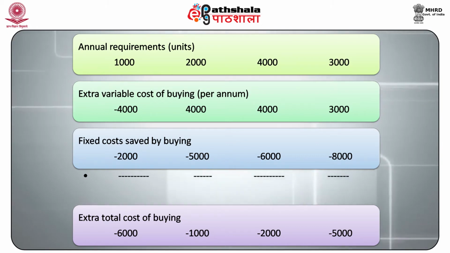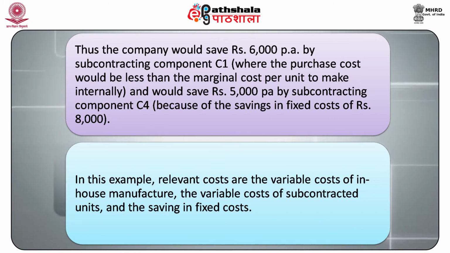Extra total cost of buying is minus 6000 for C1, for C2 it is 1000, for C3 it is minus 2000, and for C4 it is minus 5000. Thus, the company would save rupees 6000 per annum by subcontracting component C1, where the purchase cost would be less than the marginal cost per unit to make internally, and would save rupees 5000 per annum by subcontracting component C4 because of the saving in fixed cost of rupees 8000. In this example, relevant costs are the variable cost of in-house manufacturing, the variable cost of subcontract units, and the saving in fixed cost.